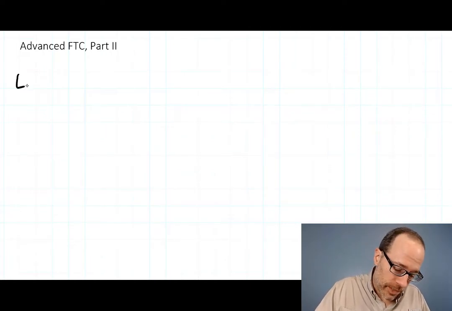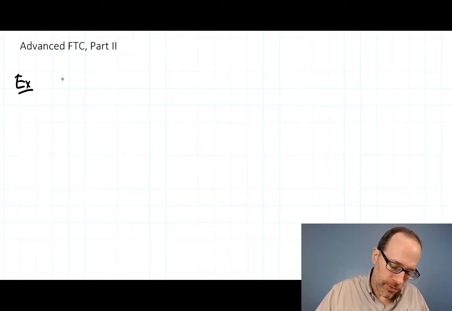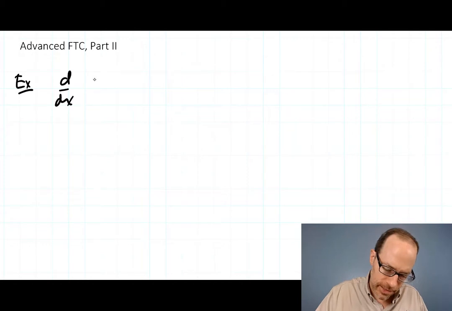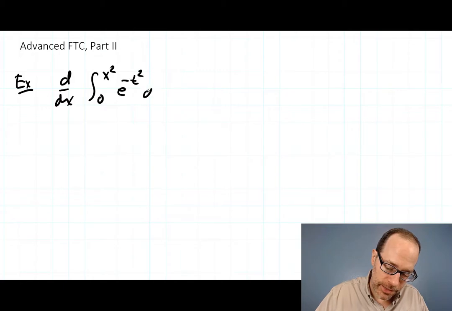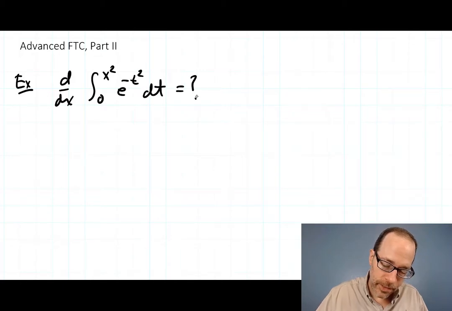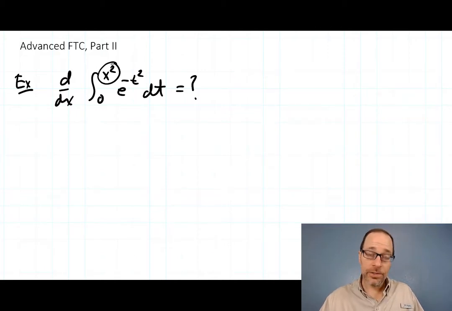All right, welcome back. Some advanced fundamental theorem of calculus, part 2. So these problems actually come up a fair amount, and you can phrase it this way. What is the derivative of something like this? The integral from 0 to x squared of e to the minus t squared dt. Okay? And the problem is this x squared. That screws up the theorem.